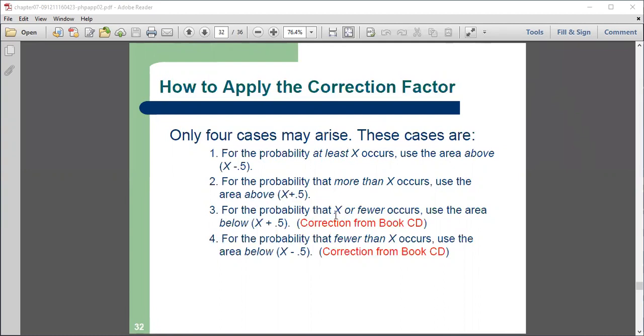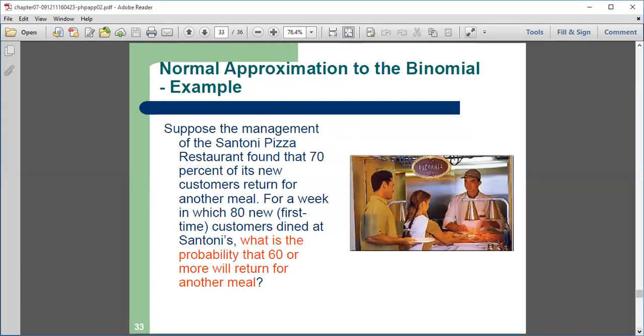For the probability that x or fewer occur, use the area below x, adding the continuity factor. For the probability that fewer than x occur, use the area below x, subtracting the continuity factor. So these are the 4 cases that may arise when we are handling the situation. So let's move on to the next slide, which is the example of normal approximation to binomial.